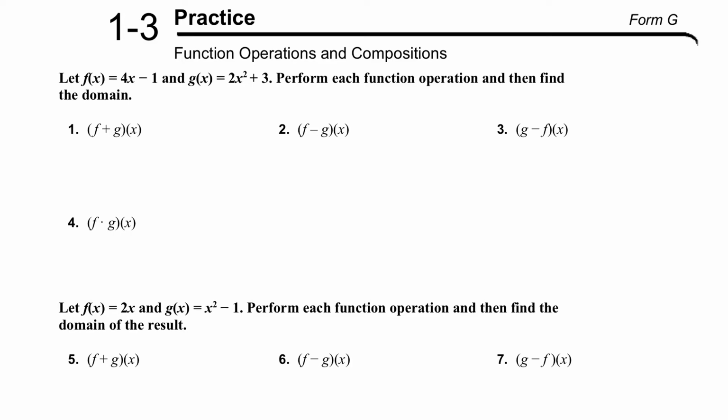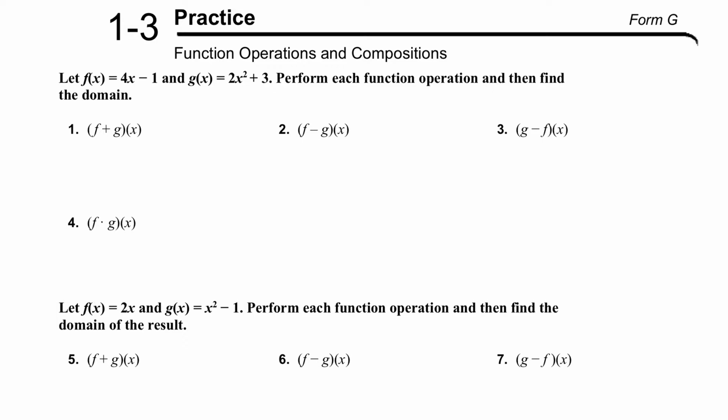This is section 1.3, Algebra 2, Function Operations and Compositions. Let f of x equal 4x minus 1 and g of x equal 2x squared plus 3. What we're going to do is perform each function operation and then find the domain.